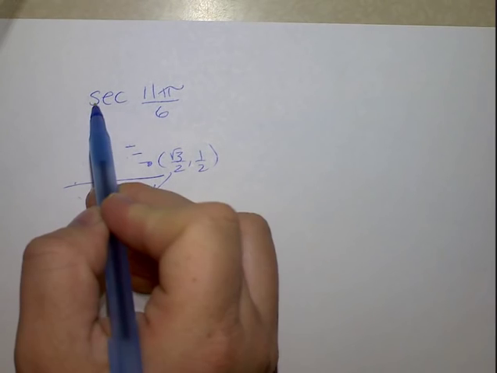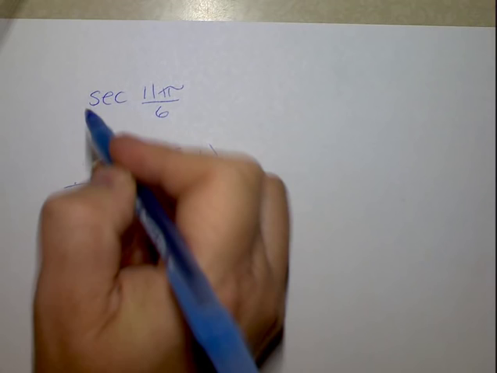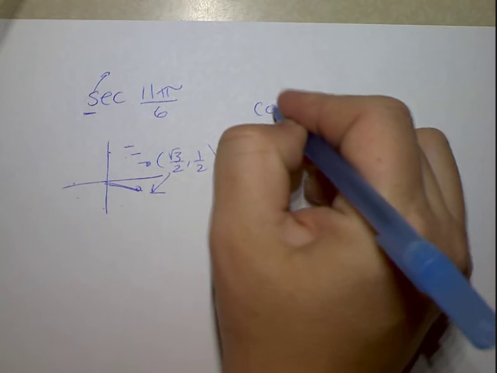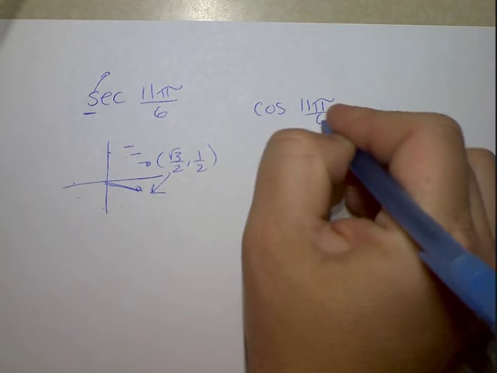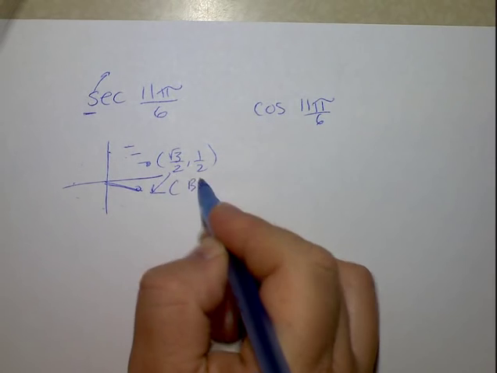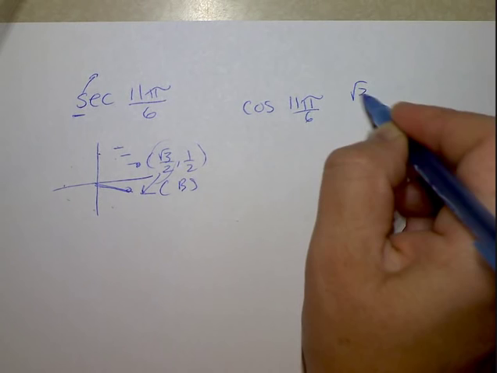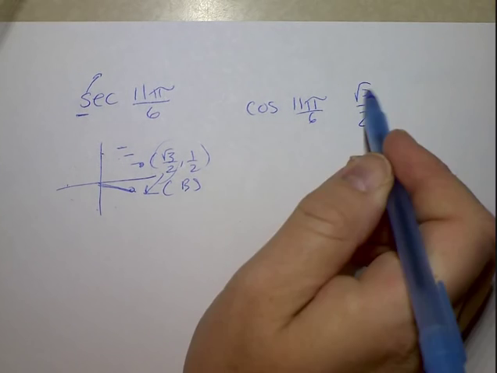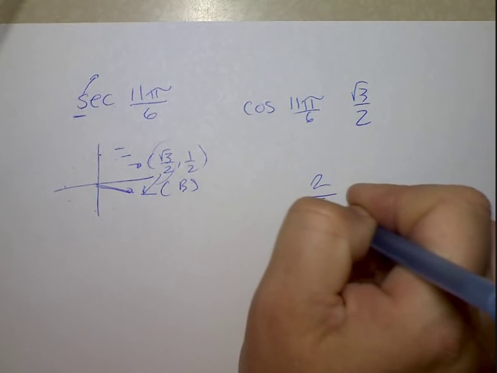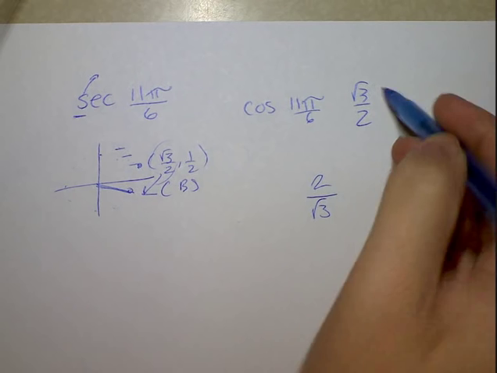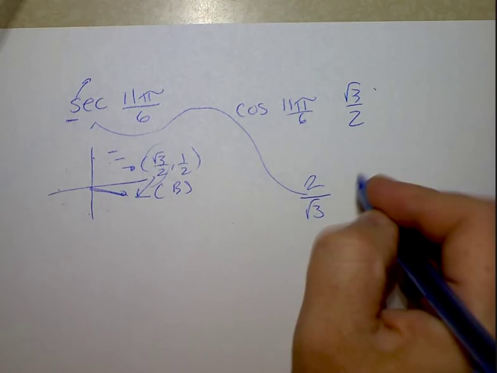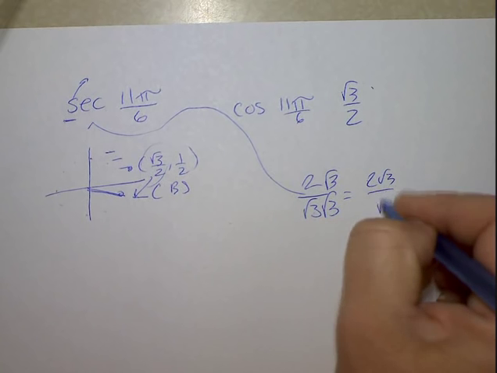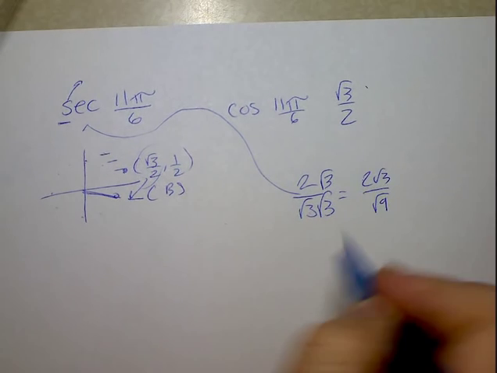If we start with secant, if it starts with an S, now it needs to go with the C. So I'm looking for the cosine of 11 pi over 6. CVS, the cosine is radical 3 over 2. And by the way, we don't need to keep doing the work. I know that when I flip this, I get 2 over radical 3. When I take the reciprocal, which I need to do, I get 2 over radical 3. So times radical 3 times radical 3, 2 radical 3 over radical 9. So I get 2 radical 3 over 3.